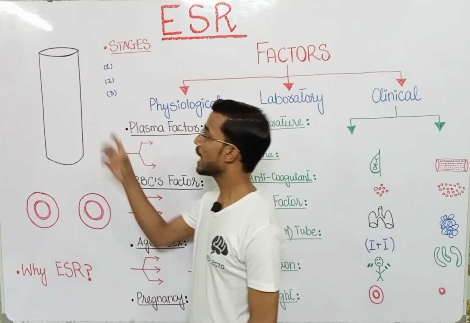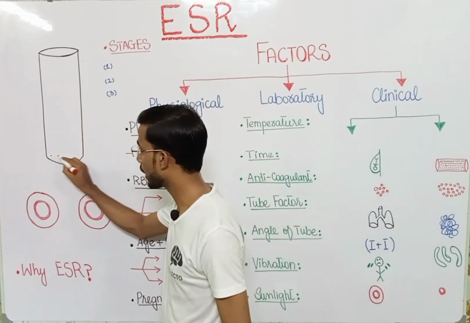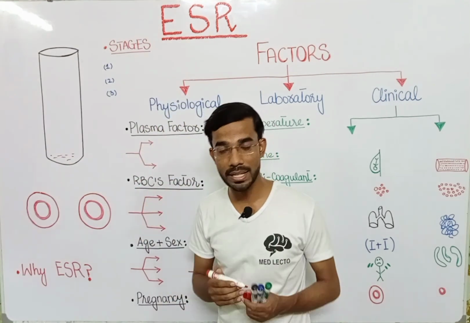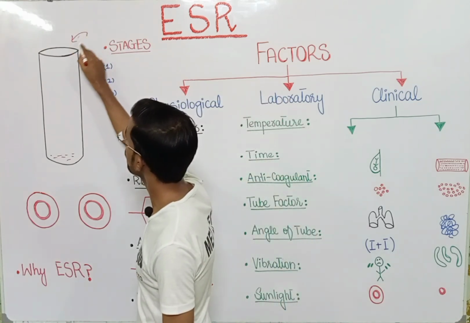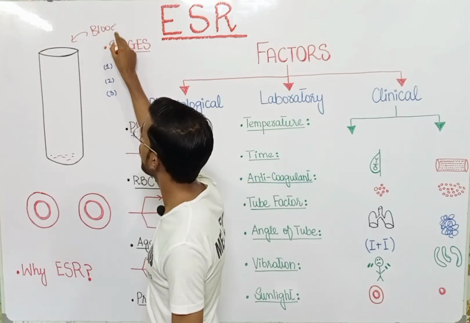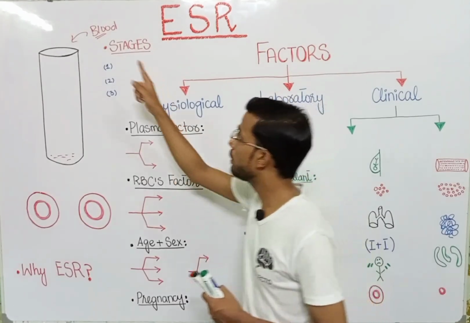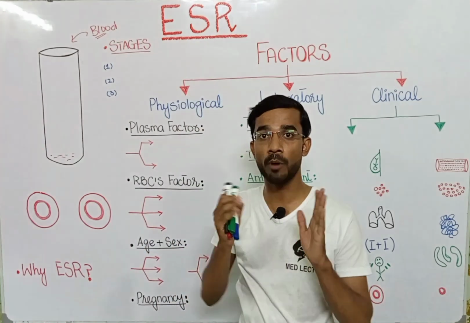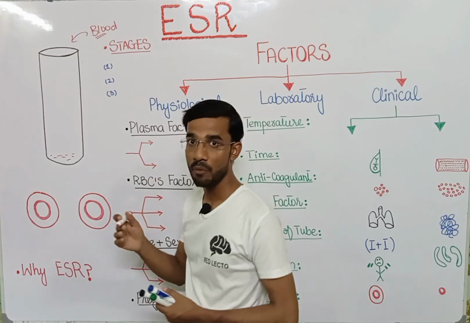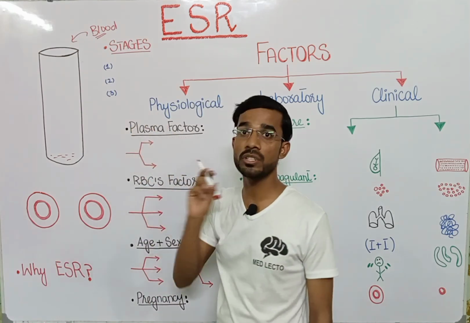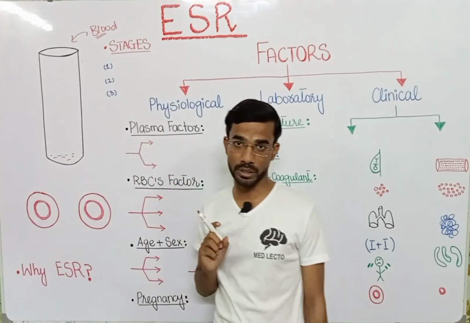So if you see here, this is the tube. In this tube we take the anticoagulant. The anticoagulant is already present in this tube. When we add the blood in this tube, we will mix it properly so that the blood and the anticoagulant mix properly. After that, when we leave this tube for some time, you will see the formation of three most important layers.